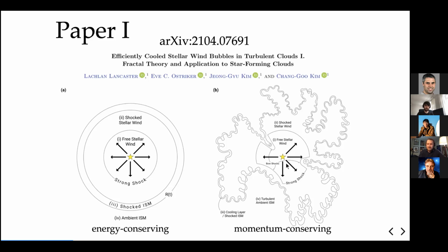In our solution, we basically have the same interior structure, except now the wind is expanding into a turbulent gas. And because the gas is turbulent, you have the same sort of shock structure, but instead of having the shocked ISM with a contact discontinuity, you have a turbulent cooling mixing layer, and then the turbulent ISM in the background. The proposal of our model is essentially what happens if you are so efficient at removing energy that the solution becomes momentum conserving rather than energy conserving.